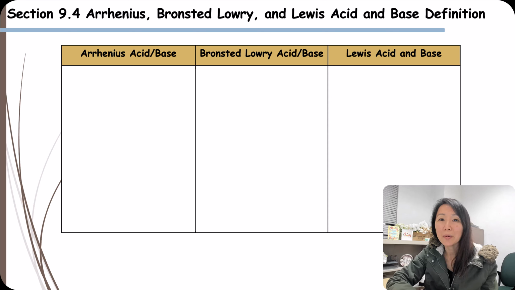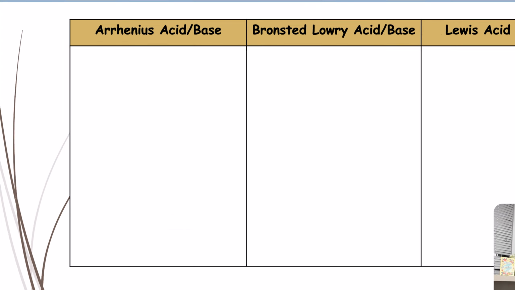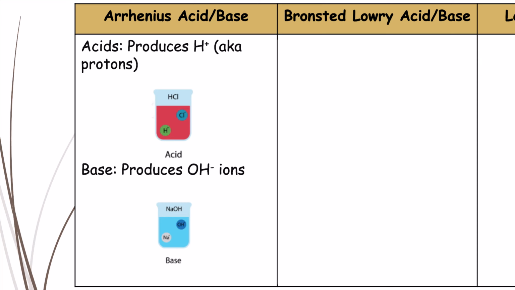In this video, we're going to define acid and base based on three different acid and base definitions. The very first one is the Arrhenius acid and base. And so what is that? Arrhenius acid and base refers to, for acids, it produces hydrogen or hydronium ions, also known as protons, if that particular substance is submerged into water.